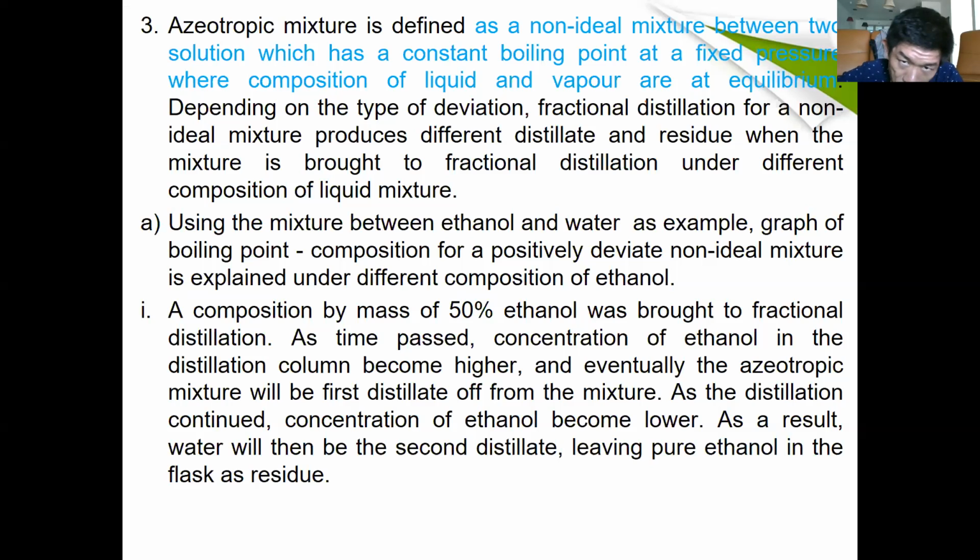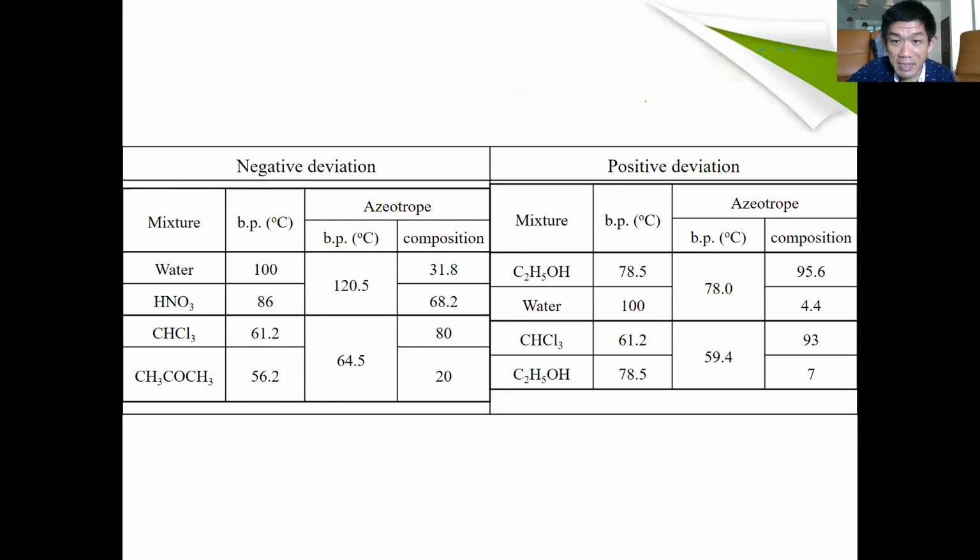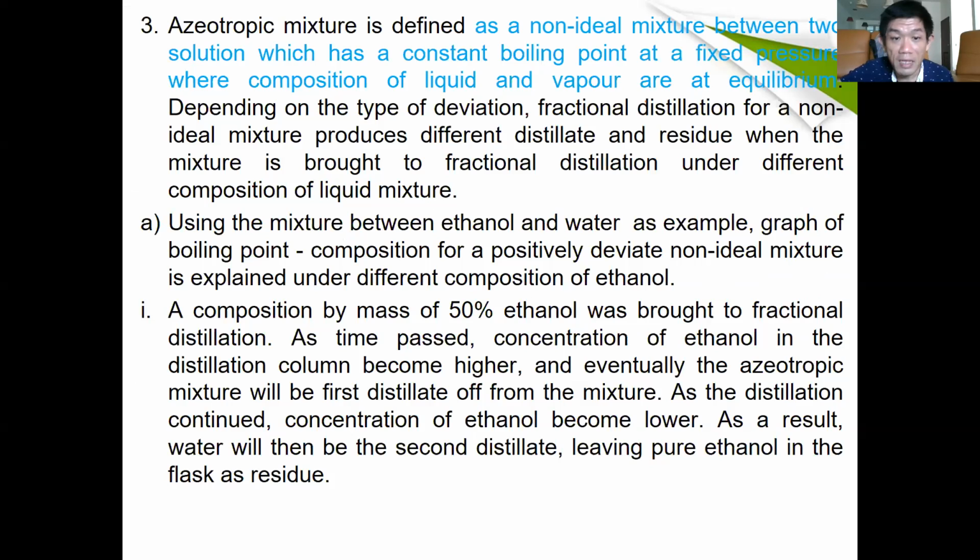So using mixture in between ethanol and water example, the boiling point composition curve is sketched for a positively deviated non-ideal mixture, and they are explained accordingly. Okay, so let's say if you now have a composition mixture of 50% ethanol, therefore 50% of water. So this mixture content, they are not yet azeotrope. Okay, because azeotrope, as we see just now, is 78 degrees Celsius, isn't it? Now our mixture is 50-50. So we are about to have a look. Can we separate this mixture using fractional distillation, like what we see just now?